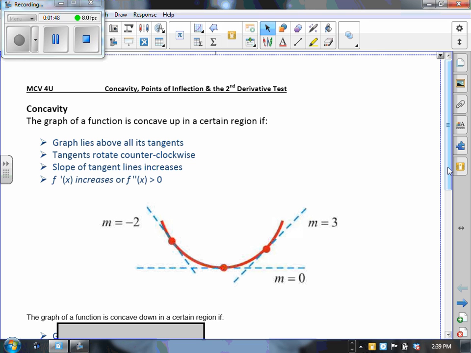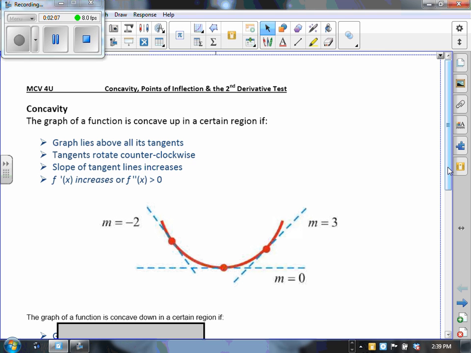And lastly, if the first derivative, that is f prime at x, increases, or the second derivative at x is positive, then we can say that a graph of a function is concave up in that specific region.